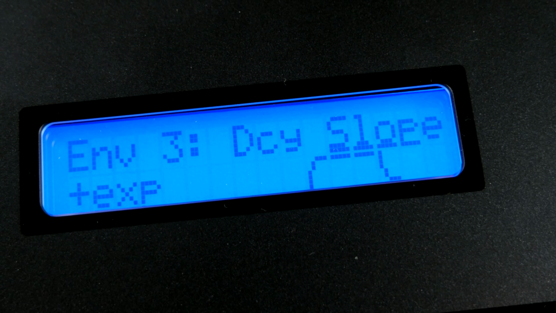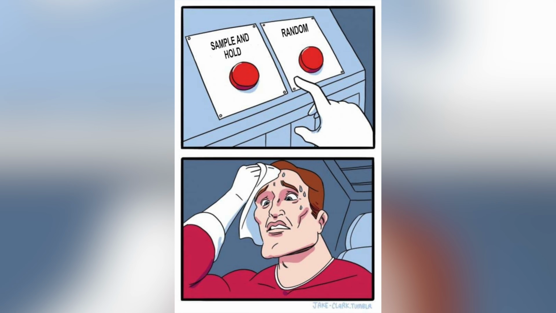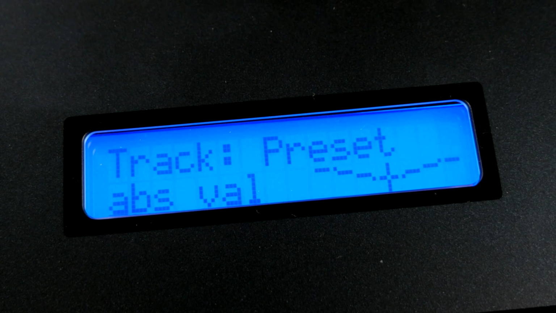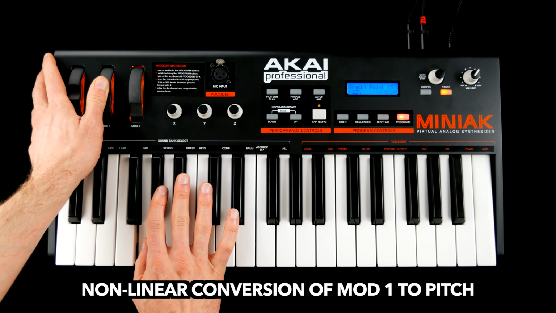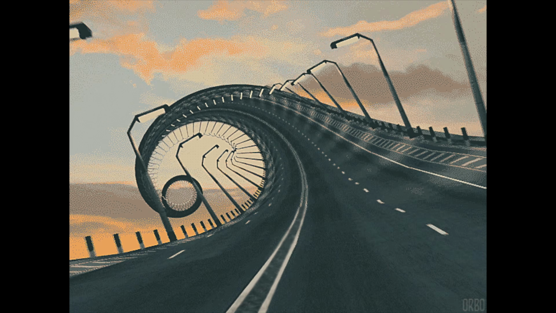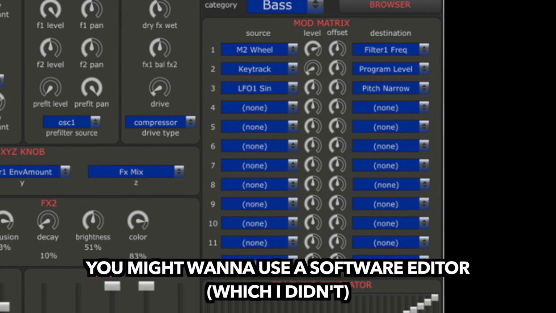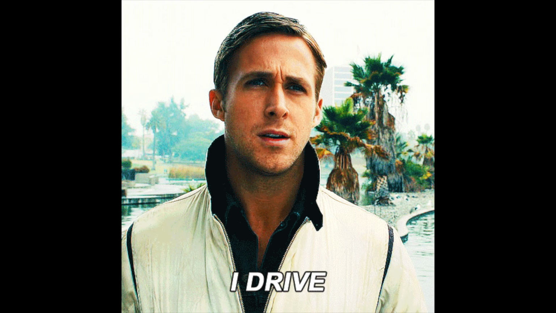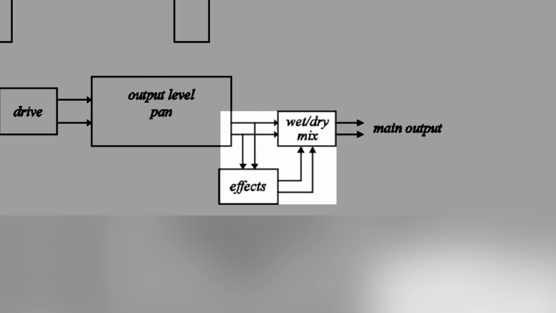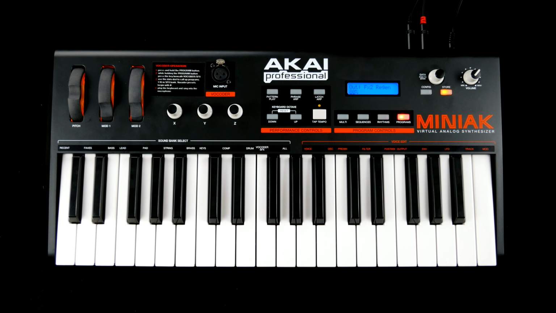While the 3 envelopes, 2 LFOs and sample and hold modulator are straightforward, the non-linear modulation curves of the tracking generator and 12 independent modulation routes are quite a challenge to dial in using the tiny display. 6 drive and compressor flavors and 2 independent FX engines allow for additional ornamentation of the sounds.